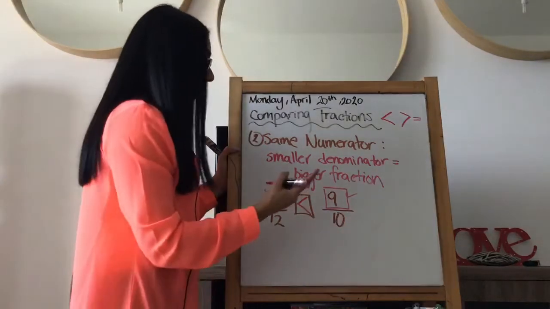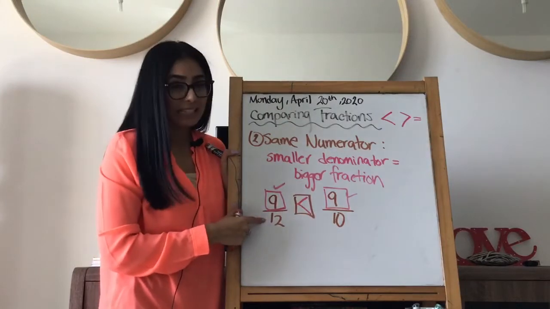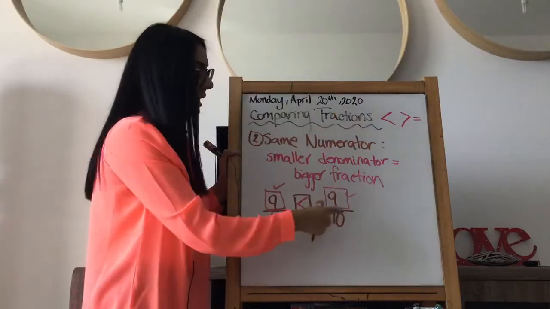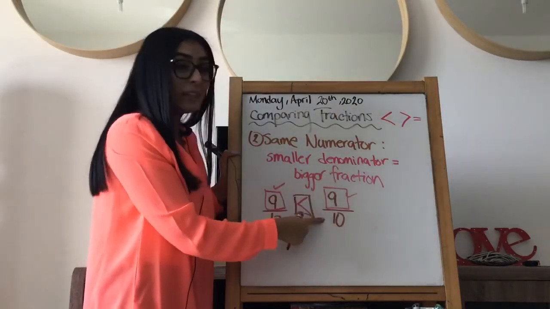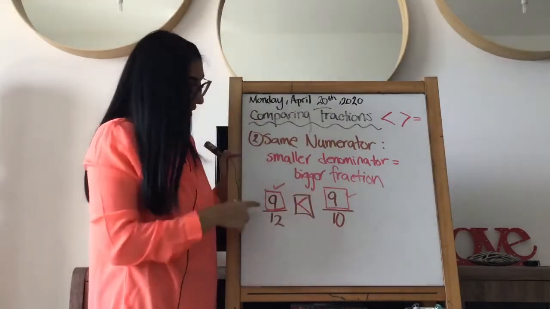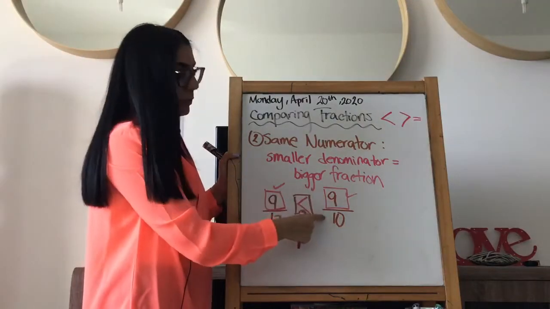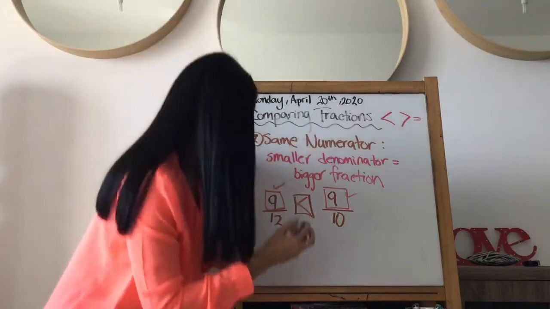Okay? Same analogy. If I have a pie that's cut into 12 pieces and you get 9, and then I have this other pie that's cut into only 10 and you get 9, this one, you're really close to one whole, right? You're one slice away from a whole here. Here, you're 3 slices away from a whole. So obviously that tells me this one is bigger. I want that pie. This one I would get a little bit less.